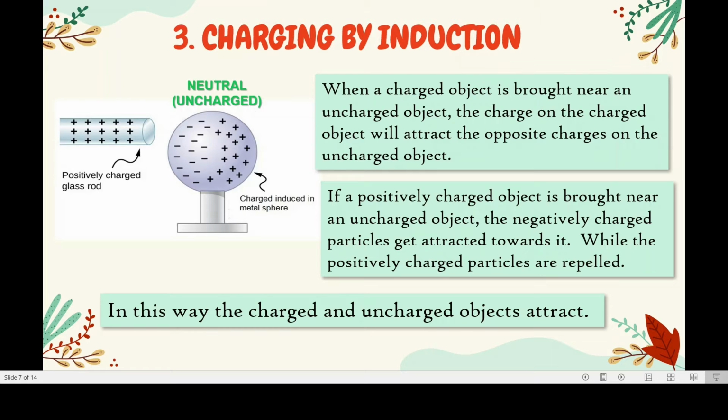If a positively charged object is brought near to the uncharged object, the negatively charged particles get attracted towards it, while the positively charged particles are repelled. We know that like charges repel each other and unlike charges, that is the opposite charges, attract each other. So in this way, the charged and uncharged objects attract.